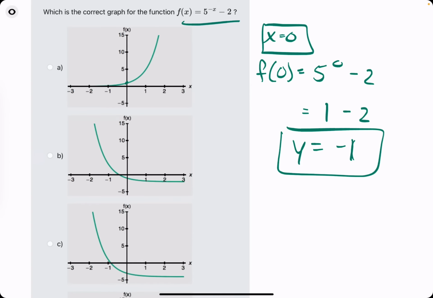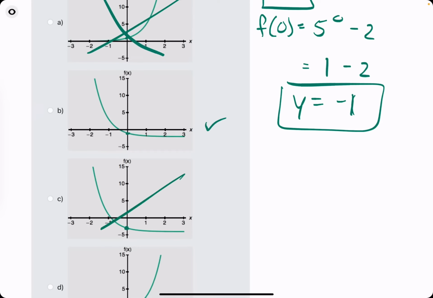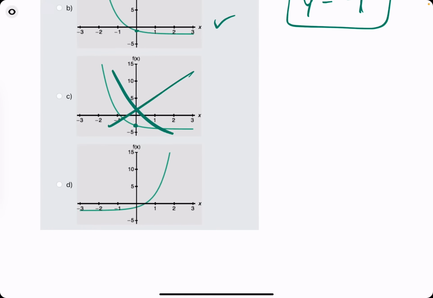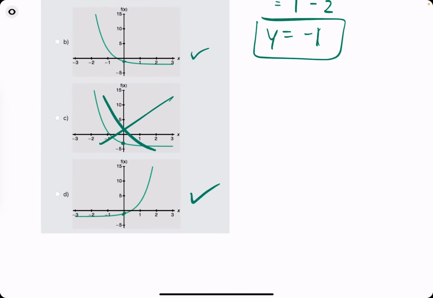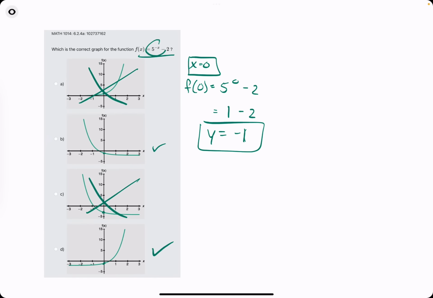So this has a y-intercept of 1, not it. This might be negative 1, that checks out. This might be negative 3, that does not check out. This might be negative 1, so that checks out. And then if you want to use the trick, 5 to the negative x should be a decreasing function, so that would lead us to B. Otherwise, I would recommend just plug in x equals 1.